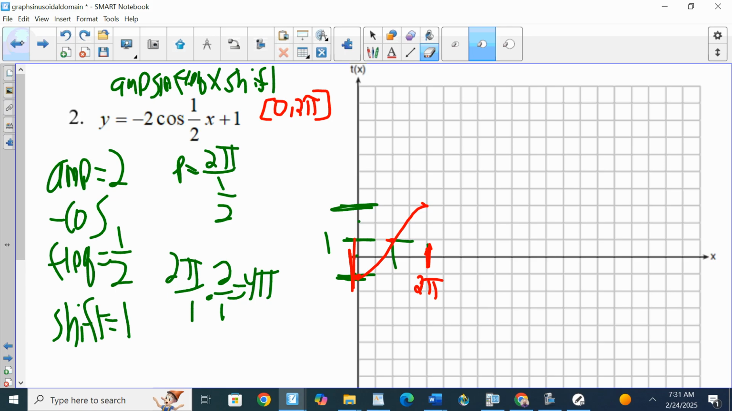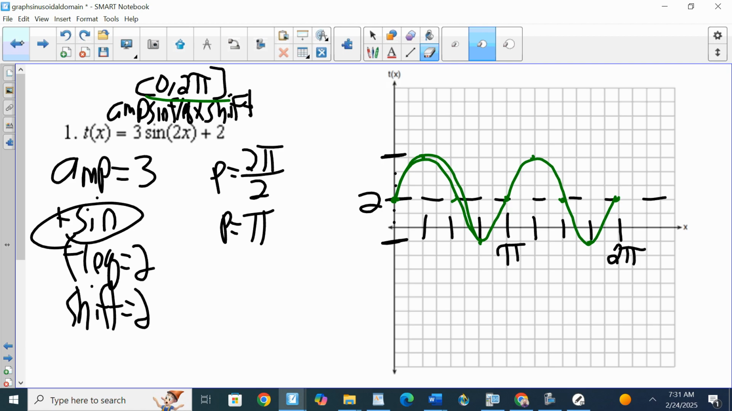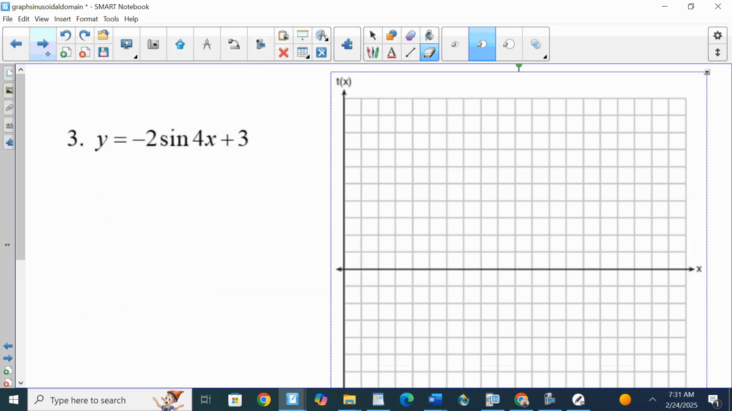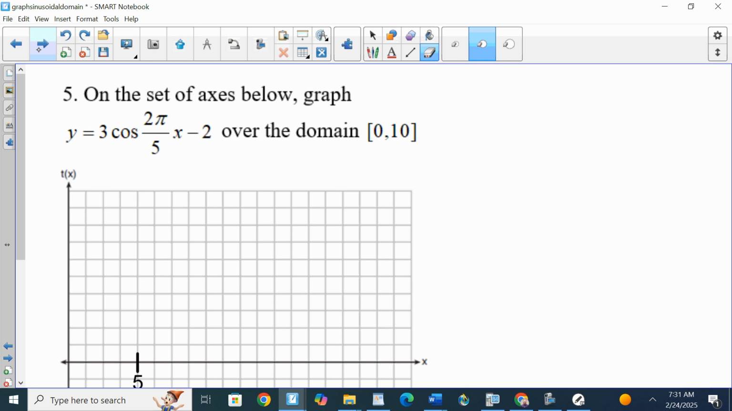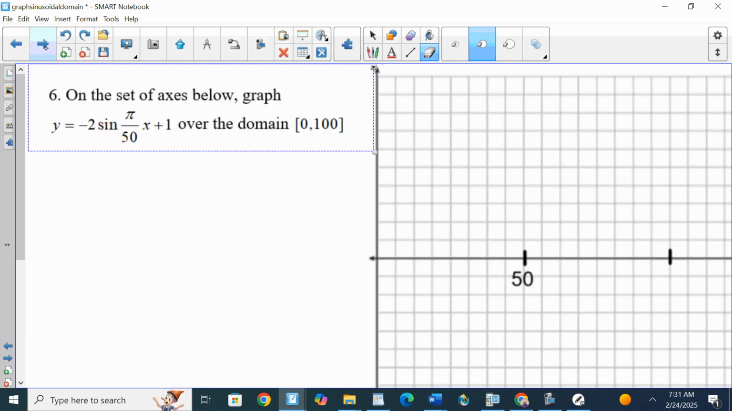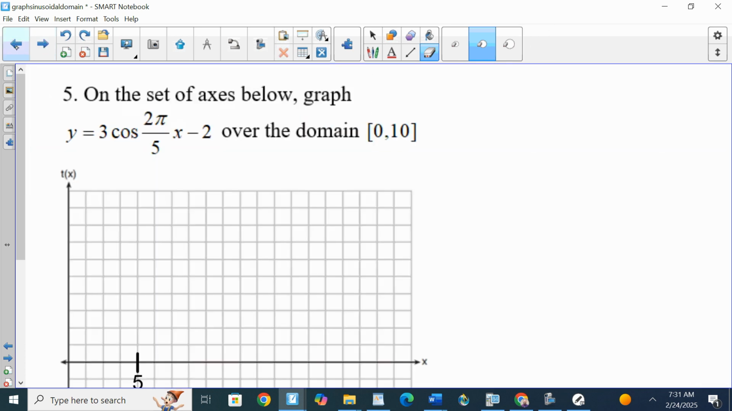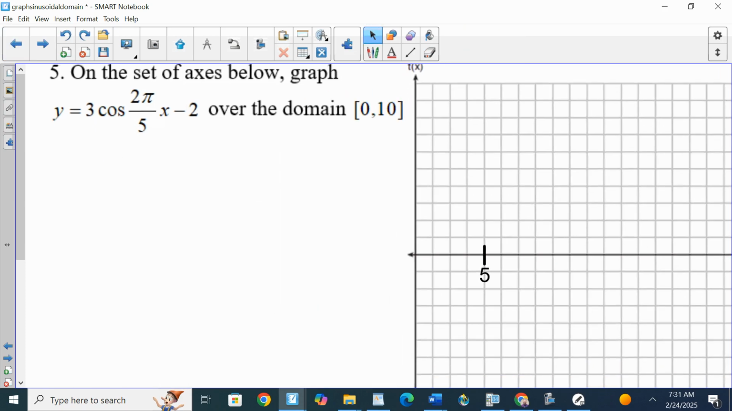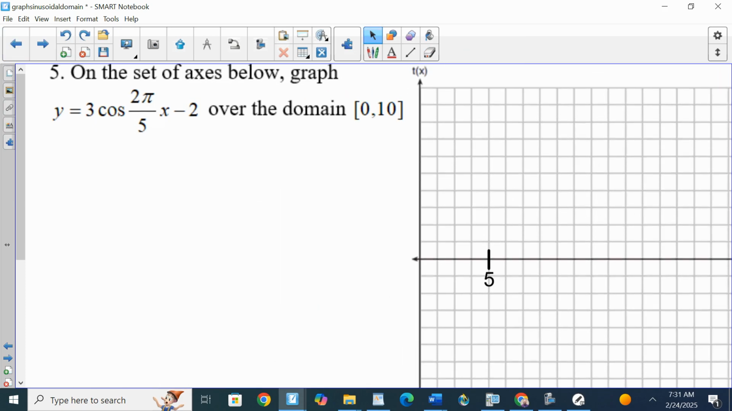So if the wave is too little, you may need to do multiple waves, and if the wave is too much, you may need to erase back to what it wants it between, in this case 0 to 2 pi. And then the only other thing to take a look at here, if they give you a pre-printed value on your grid, then you need to follow that pre-printed value.